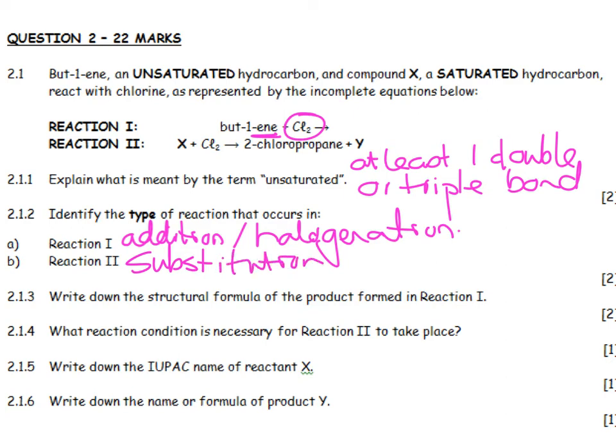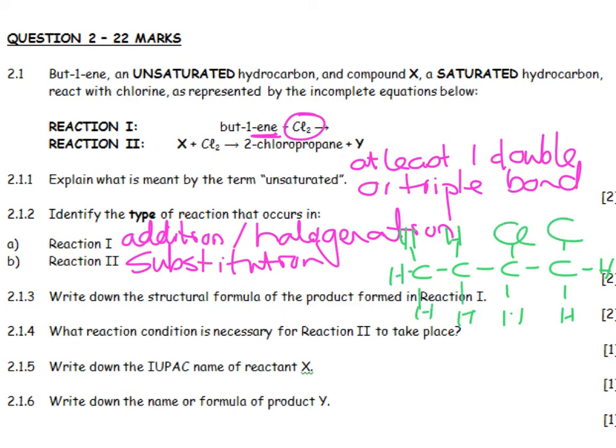Write down the structural formula of the product of reaction 1. If I'm going to open up the but-1-ene's double bond, so there was a double bond over here, but I am now opening it up. These are all the original hydrogens that were in place. When I open up that double bond, both my chlorines have to be on number 1 and number 2. That's showing that reaction.